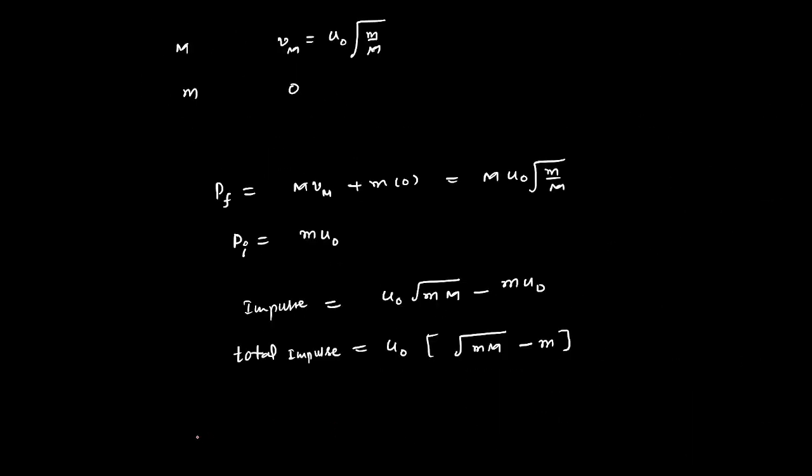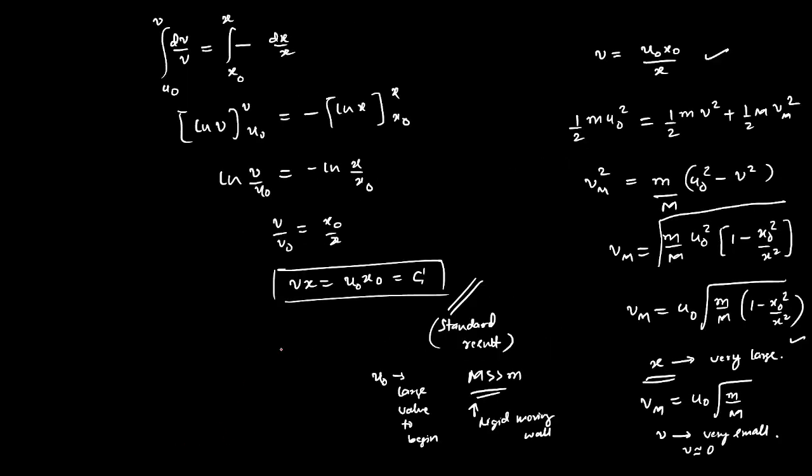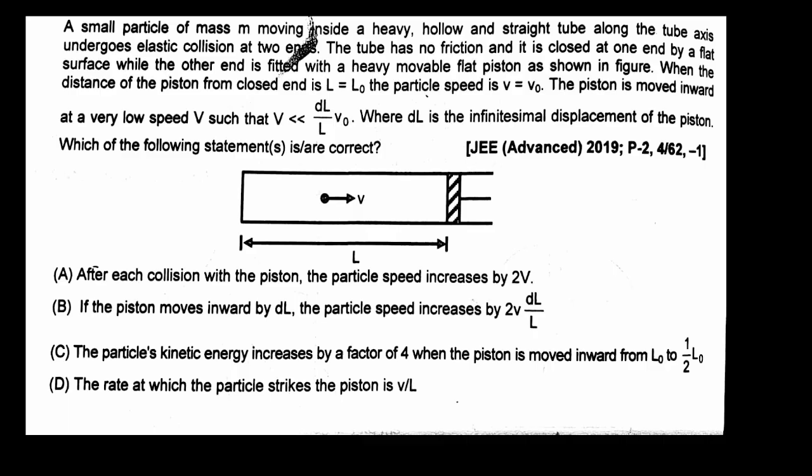So this is it, guys. The takeaway from this particular problem is I want you to remember this result. So Vx is equal to u naught x naught, being equal to a constant. So that's the takeaway.